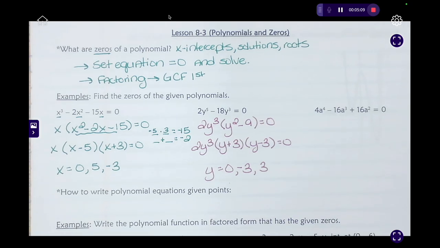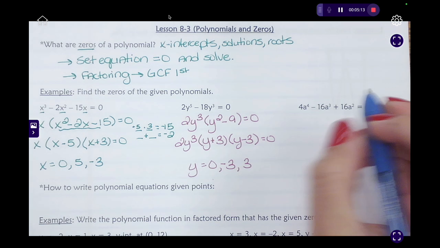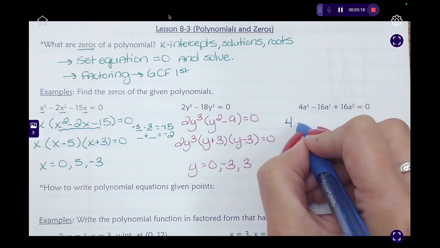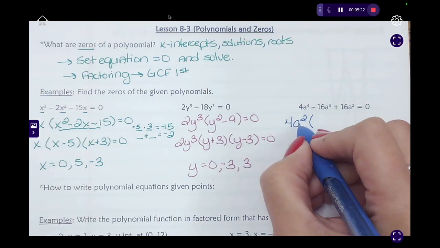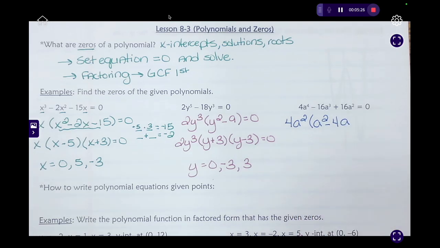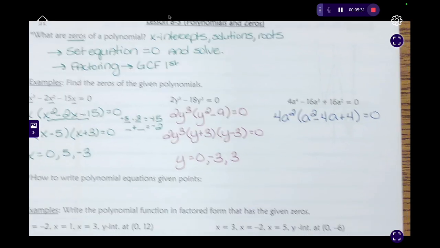All right, last one, same concept. Again, take out a greatest common factor first. All of these are divisible by 4, and then for the variable, remember you take out the smallest one. So 4a squared would be my greatest common factor. That's going to leave me with a squared minus 4a and then plus 4. So that leaves me with that trinomial.